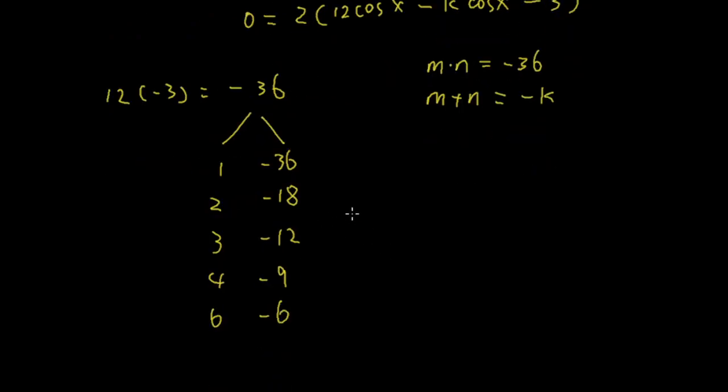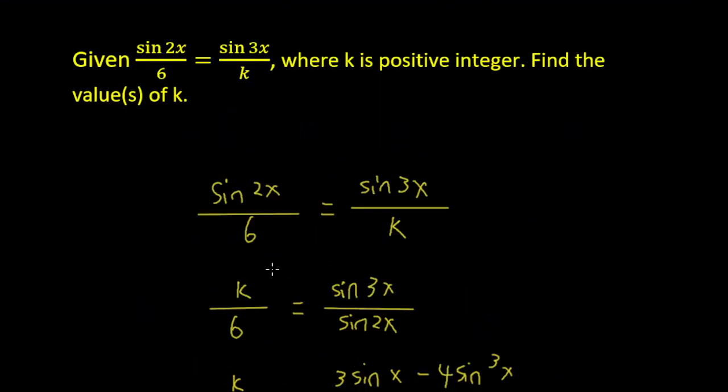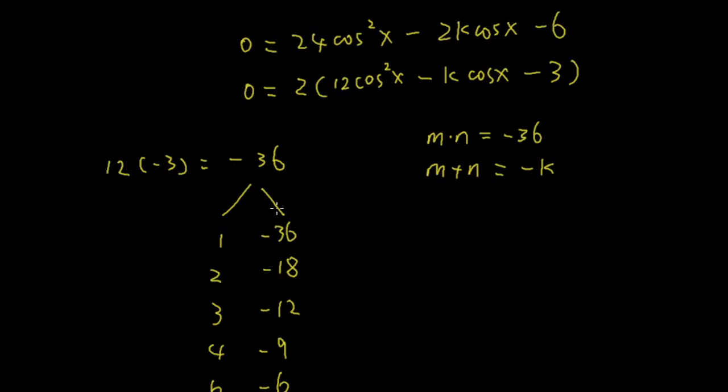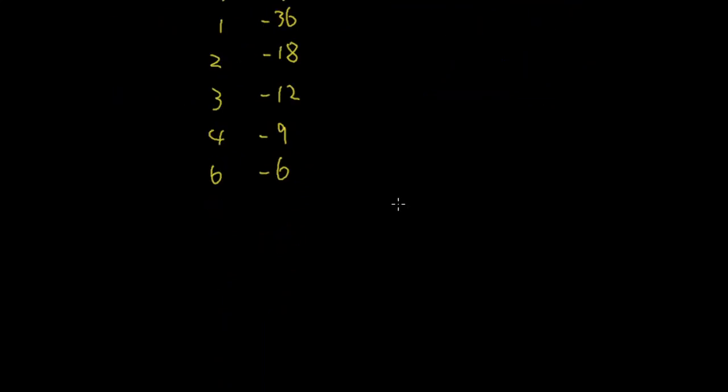Now, this is assuming that both m and n are integers. Now, notice that in the question, it says that k is a positive integer. But that doesn't mean that m and n also need to be integers. So they could be decimal numbers. And if they multiply together, give you negative 36, that's fine too. But can that be possible? Now let's think about this.